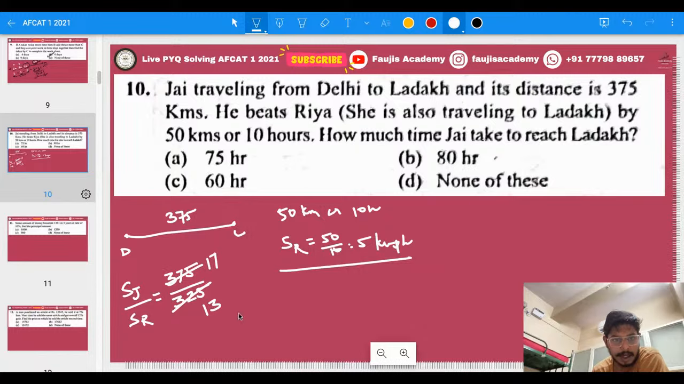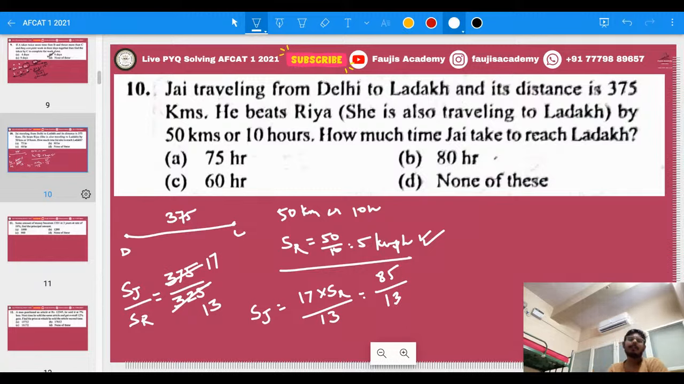17 times, right? And we don't know S of J, which is equal to 17 into S of R divided by 13, right? We have already found out what is S of R. That means 85 by 13, right? I think we have done some mistake. Okay, over here we'll have 15, not 17, okay, 15, right? So this will be 15 and this will be 75.